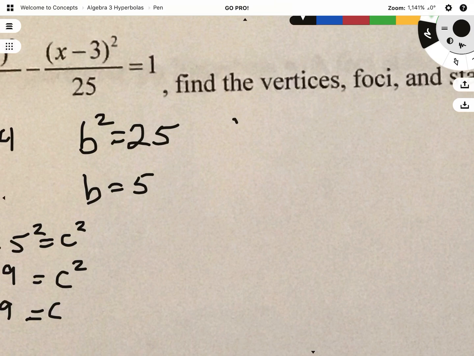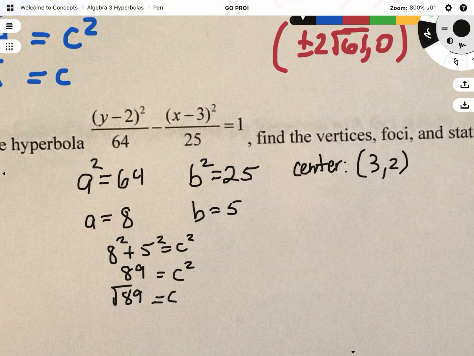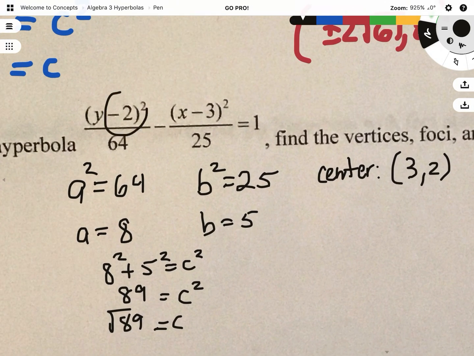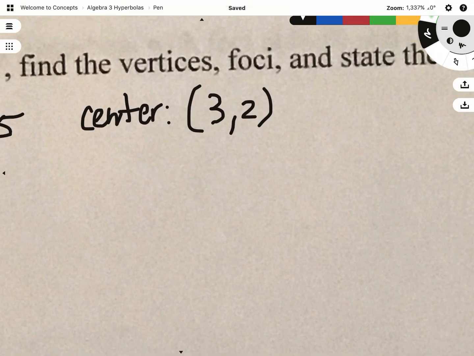Let's see. So my center is at 3, 2. A common misconception or error here is you think this is the x value and this is the y value. So don't do that. I almost did that, and I probably will do that. Don't do it. Okay, vertices.